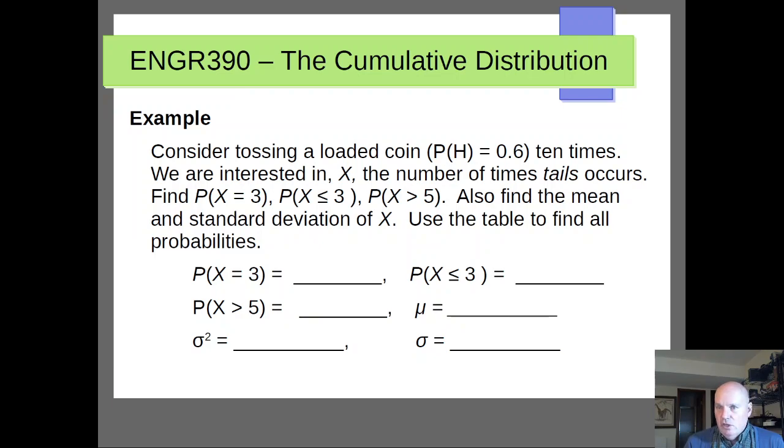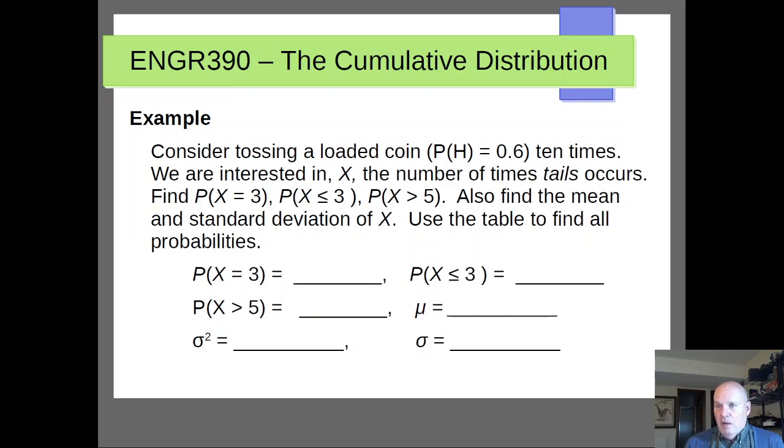So consider tossing a loaded coin, where the probability of heads is equal to 0.6, 10 times. Our random variable is now the number of times tails occurs. So the probability of tails will be our success probability, because that's what we're interested in. Don't think of heads as always being success and tails always being failure. In the binomial experiment, our success is whatever our random variable of interest is. Okay.